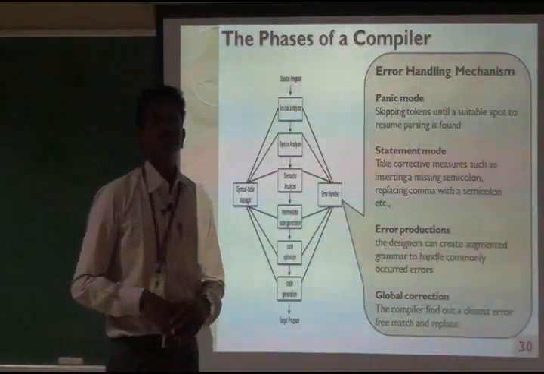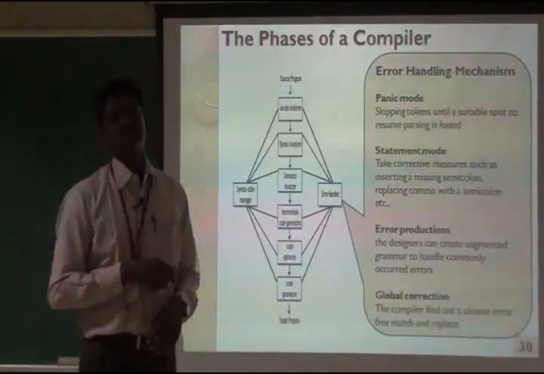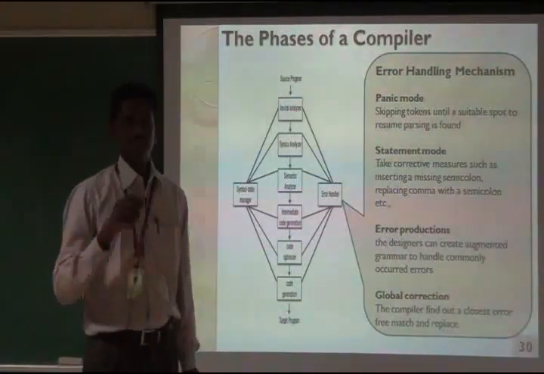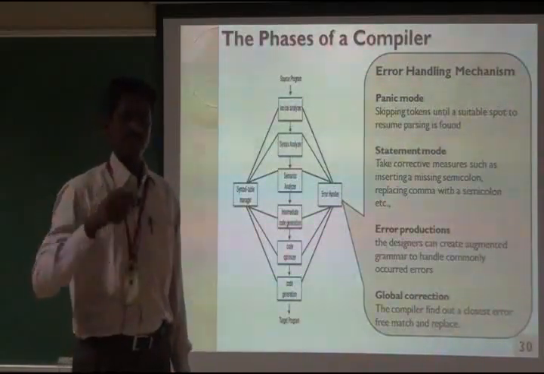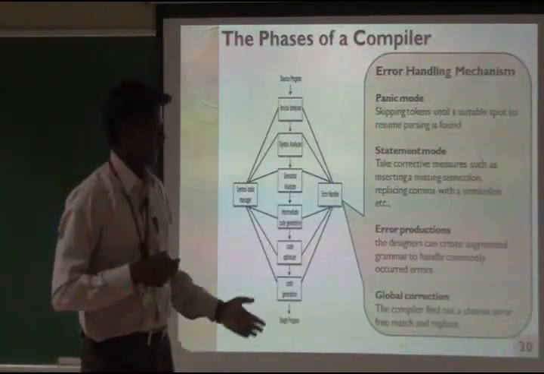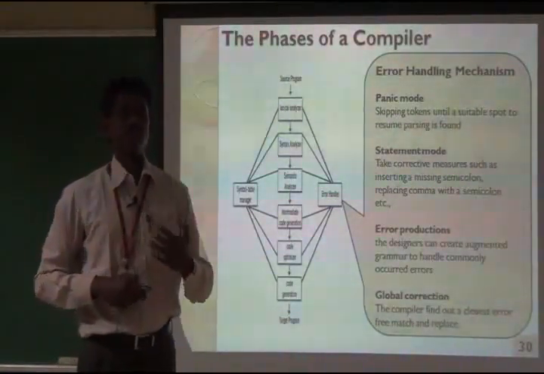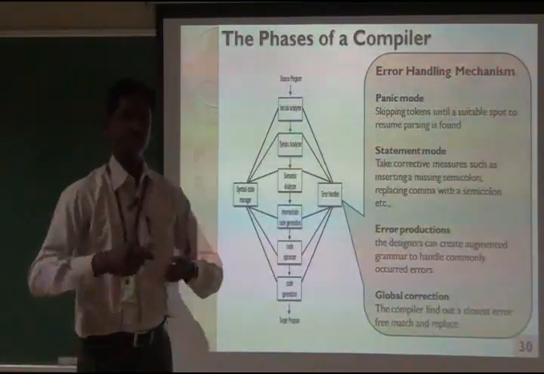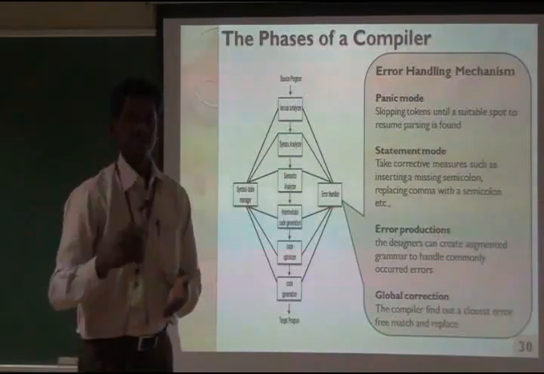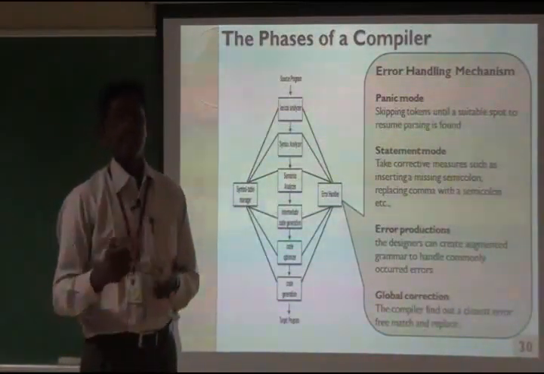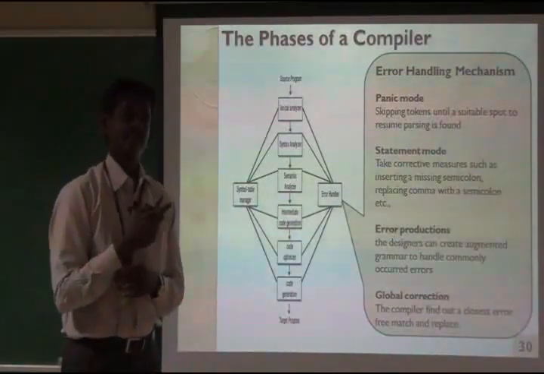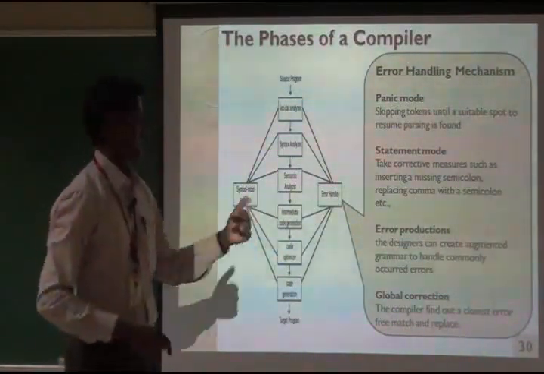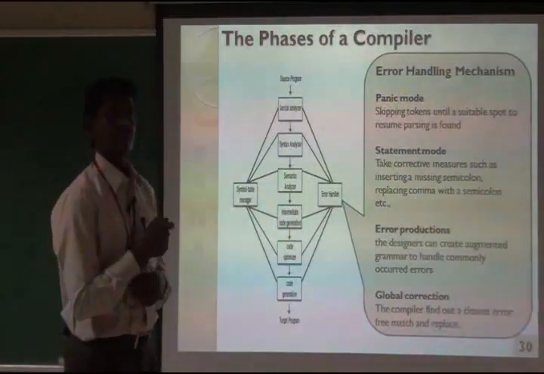Then error productions. The compiler may know some common errors. For example, in the C language, all statements should end with a semicolon, but most of the time users forget to apply the semicolon. So here we add one more production to our context free grammar. What is our actual grammar? All the statements should end with a semicolon. Instead, our compiler adds one more rule, a production for a statement without a semicolon. So the compiler may accept a statement with a semicolon as well as a statement without a semicolon, called error production.